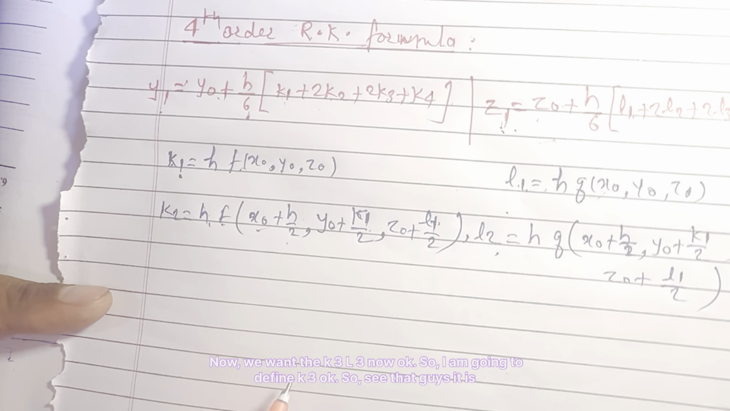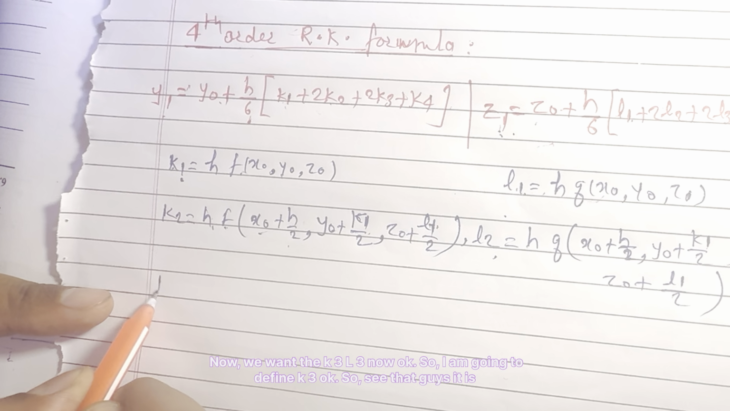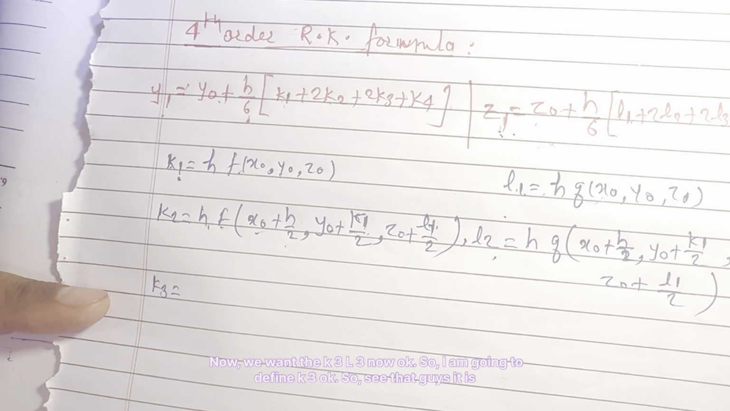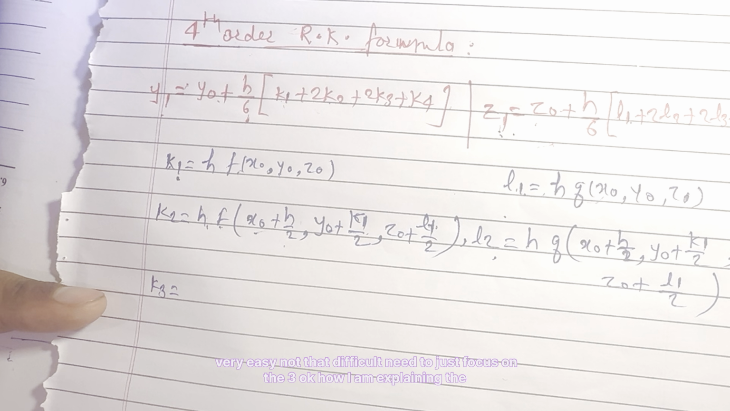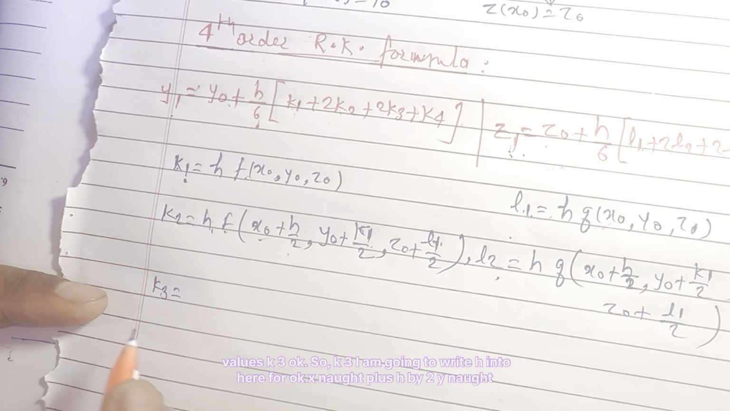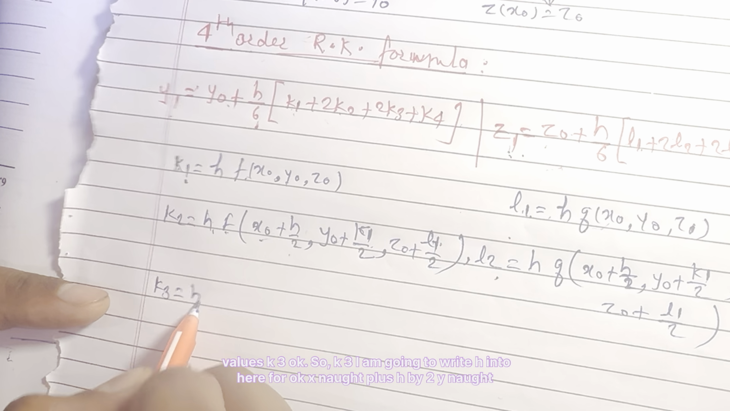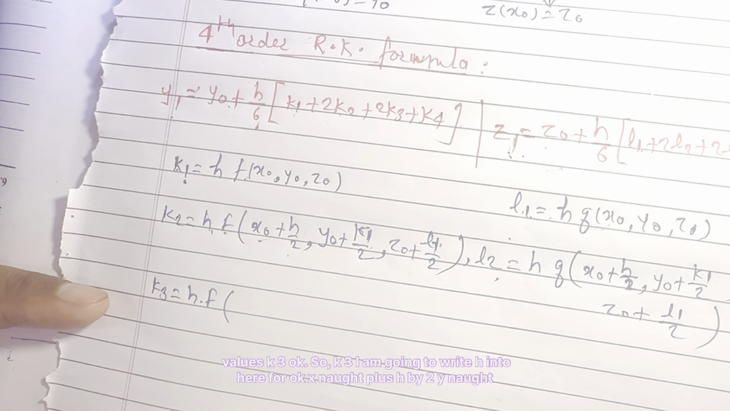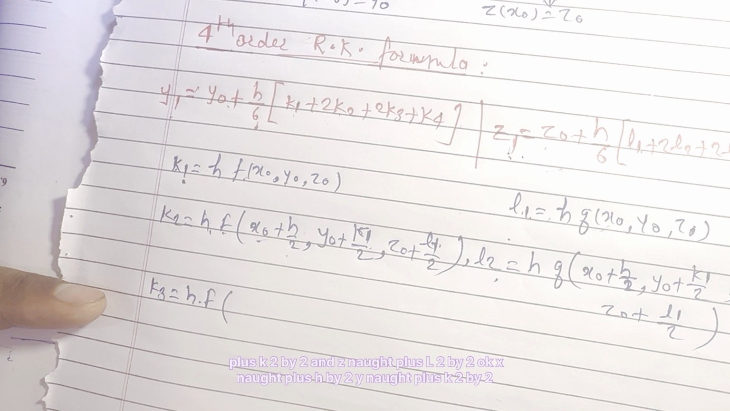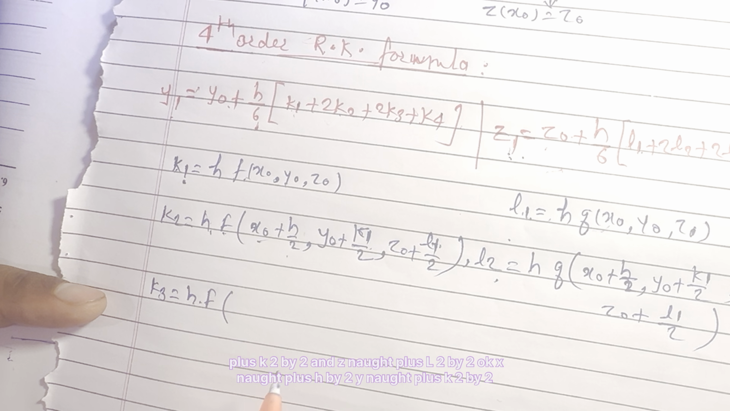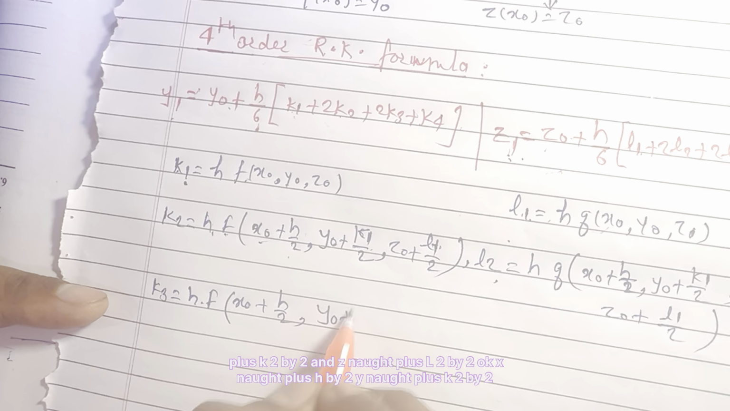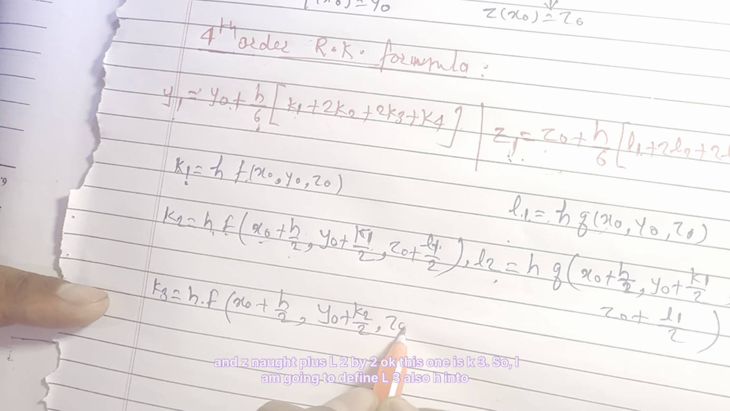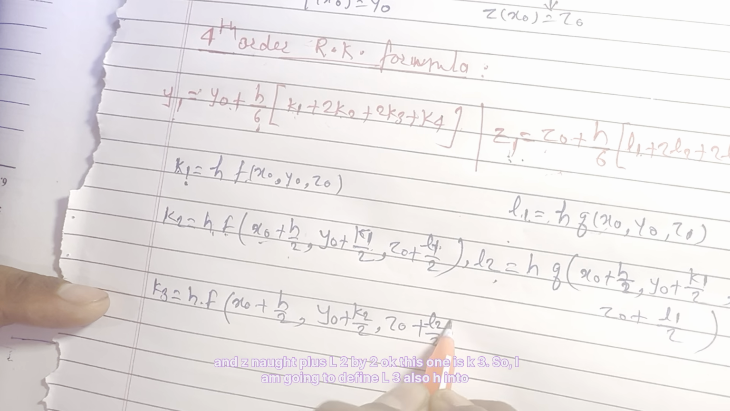Now we want the K3, L3 now. So I'm going to define K3. So see that guys, it is very easy, not that difficult. You need to just focus on the trick, how I'm explaining the values. K3 I'm going to write h into F of x naught plus h by 2, y naught plus k2 by 2, and z naught plus l2 by 2.